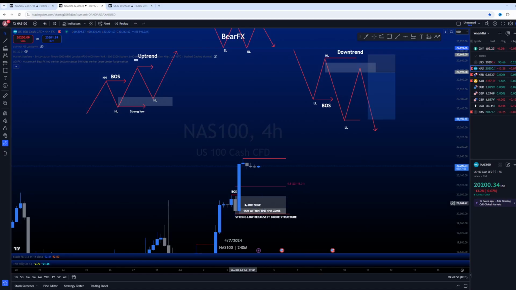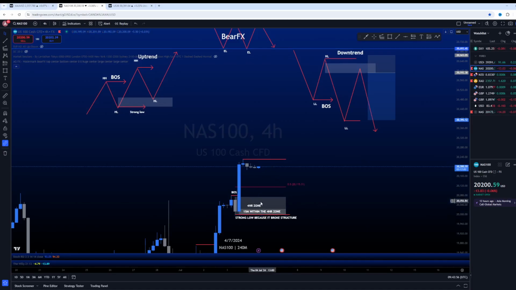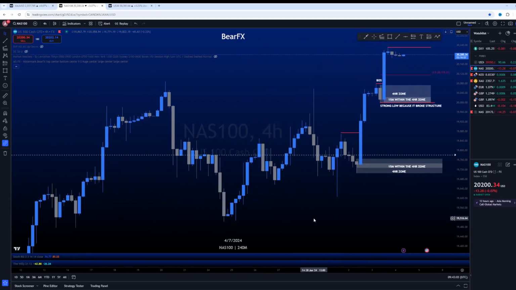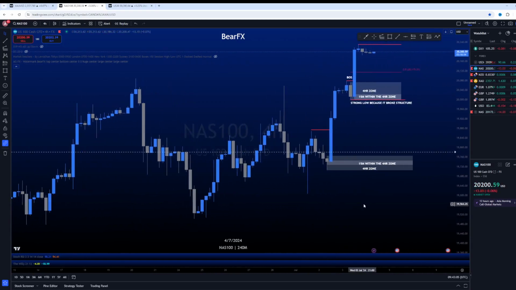On the 4-hour time frame, we've got our freshest 4-hour zone. We've got our freshest 15-minute zone, and that's what we're going to wait for. We're going to wait for price to pull back and push up. Okay, so yeah, it works extremely well.